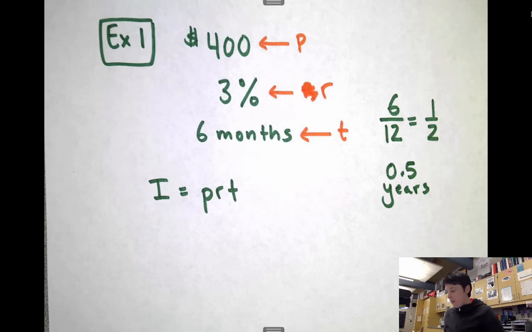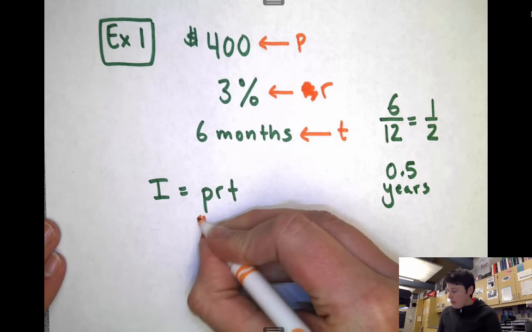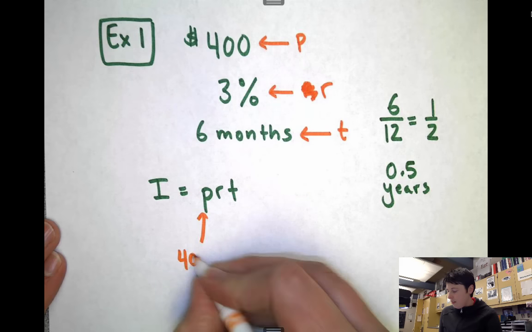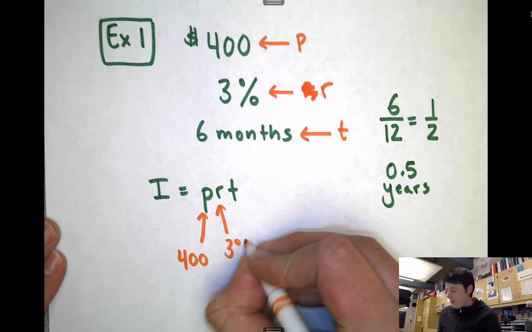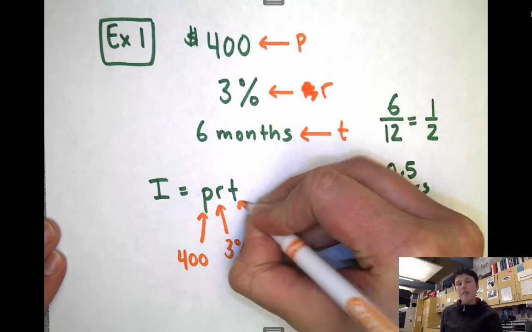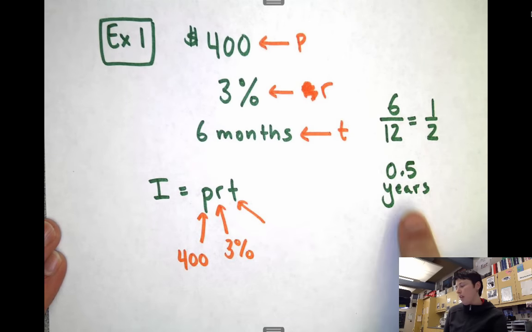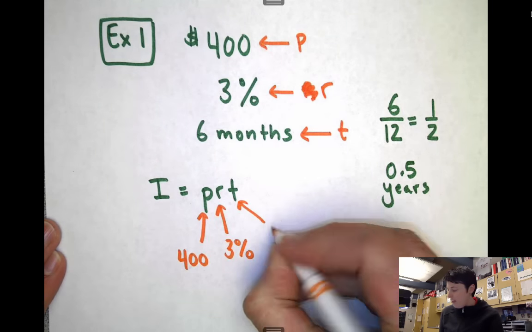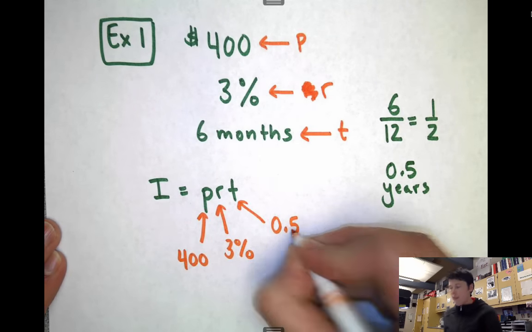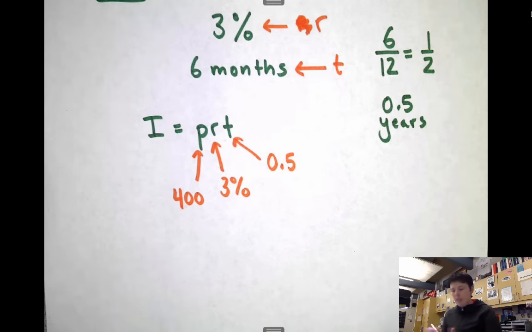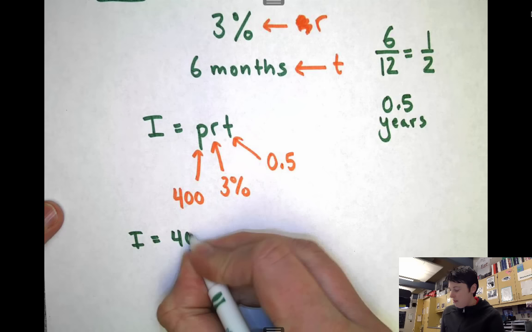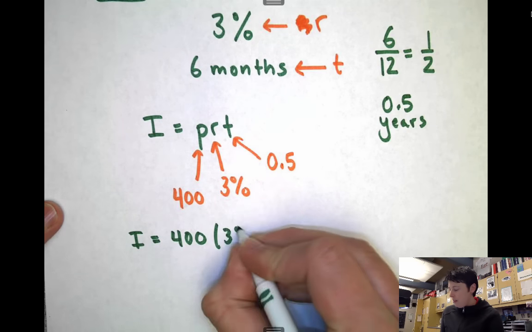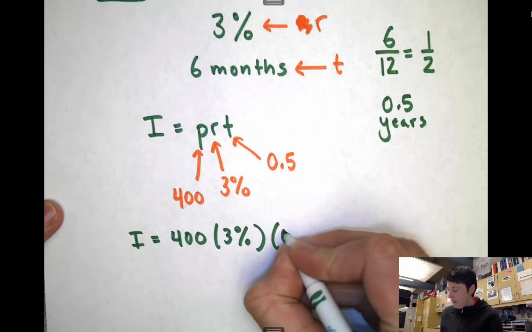Okay, so we have a lot of information here. Let's go into our formula. P, our principal, was $400. R, our rate, was 3%. And T, our time, was 6 months, but we recalculated that as 0.5 years. Based on that, we're ready to solve this problem. I'm going to rewrite this as I equals $400 times 3% times 0.5 years.